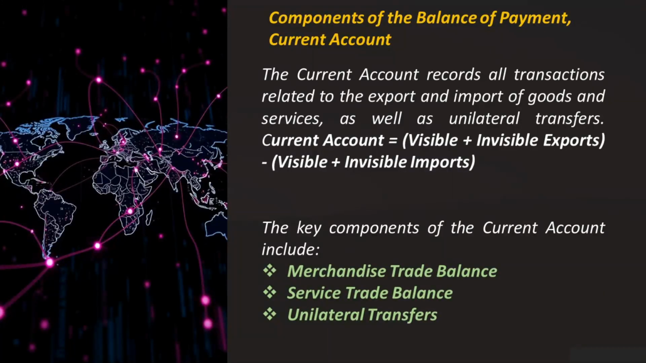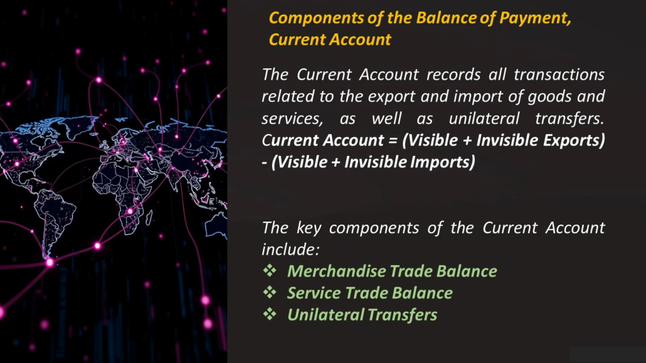Whenever we talk about the current account, the current account records all transactions related to the export and import of goods and services as well as unilateral transfers. If you want to explain the current account in terms of a formula, then current account is equal to visible plus invisible exports minus visible plus invisible imports. This is the simplest formula of the current account.